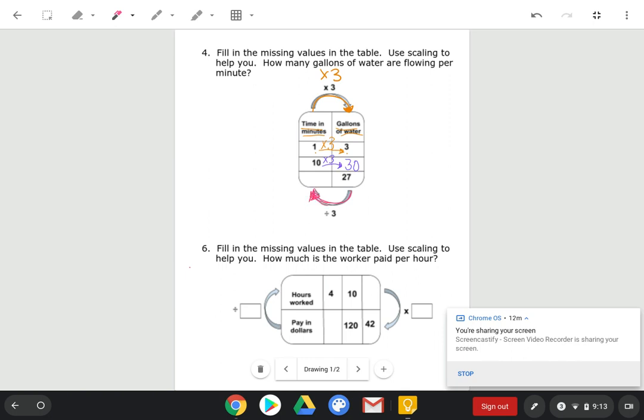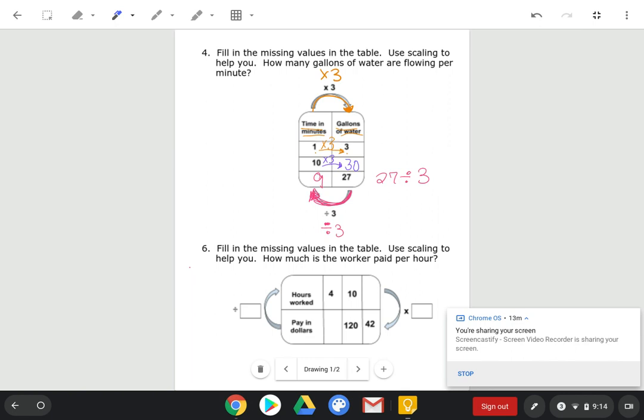We're not going to be multiplying by 3. We're actually going to be doing the reverse of multiplication, which is division. So we're going to be dividing by 3. We're going to take that 27 and divide it by 3, which gives us 9. And that's what goes in that column. We figured out that it takes 9 minutes for 27 gallons of water to flow.